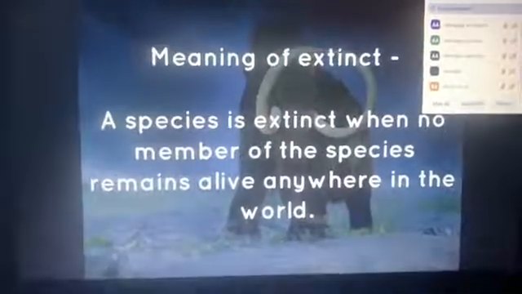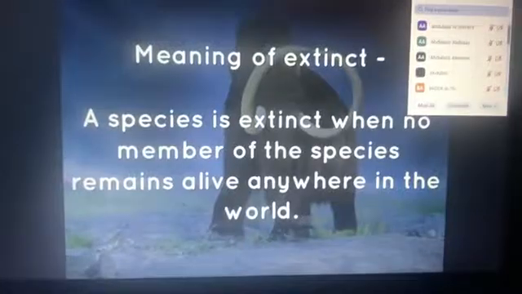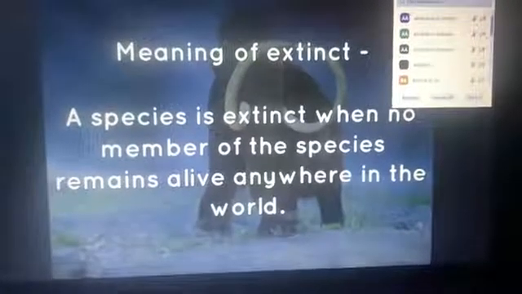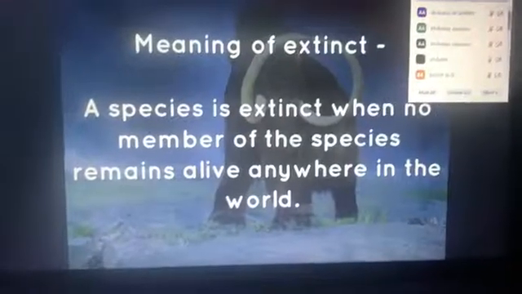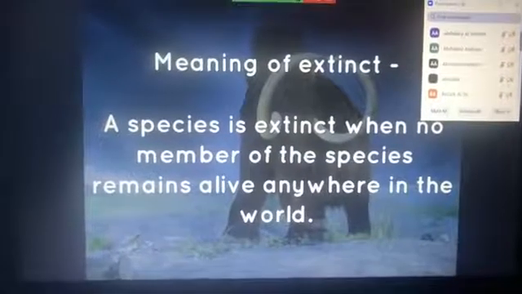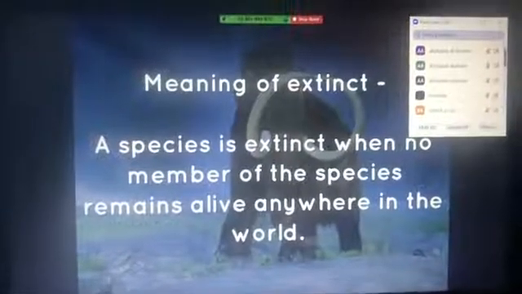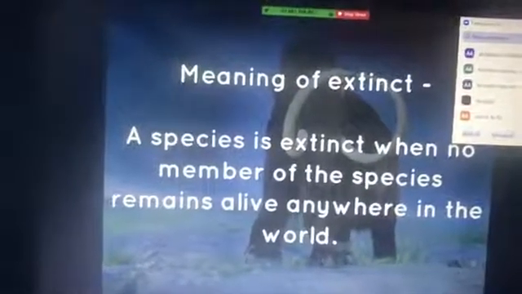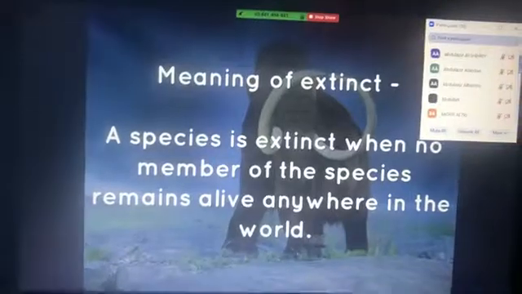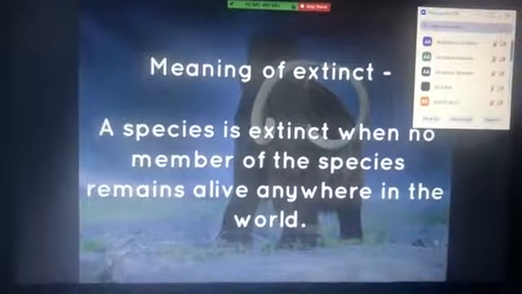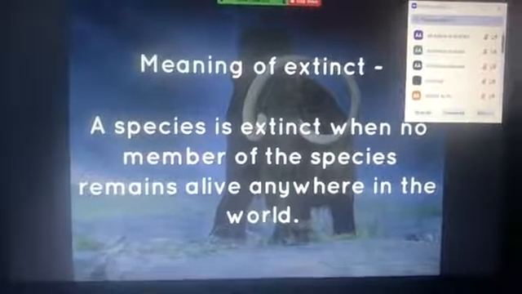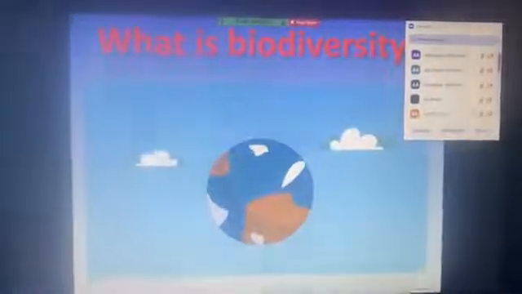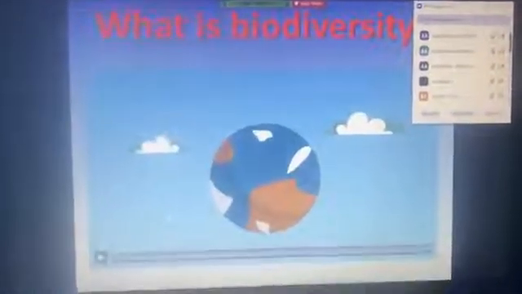So, guys, the meaning of extinct: a species is extinct when no member of the species remains alive anywhere in the world. So, please, all the students, put a line under the meaning of extinction in your book. So again, extinct means when no member of the species remains alive anywhere in the world. After that, we'll talk about biodiversity.